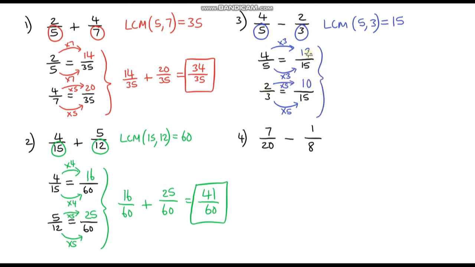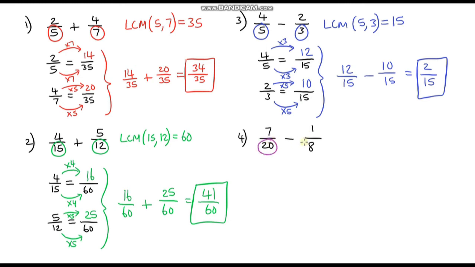And now we are not going to add these fractions together, we are going to subtract them. So we just subtract the numerators. 12 subtract 10 is 2. So it is 2 out of 15. That is our answer. Okay, now the last one, I'm going to do this in a magenta colour.